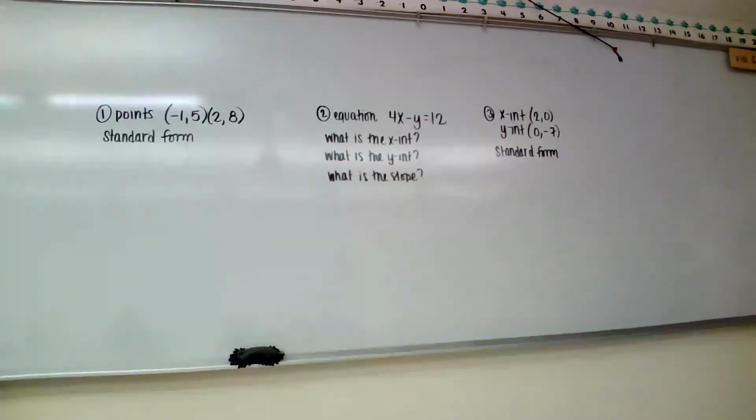So number one, you have 2 points. You're trying to write it in standard form. Once again, using another form first might be a little bit more helpful. Number 2, I gave you an equation in standard form, 4x minus y equals 12. I'm asking you what's the x-intercept, what's the y-intercept, and then I threw in what's the slope. So can you figure out the slope from there? And then 3, I gave you 2 intercepts. Remember, they're just 2 points. And I'm asking you to write it in standard form. So everything relates back to standard form, but you might need to use those other forms in there.